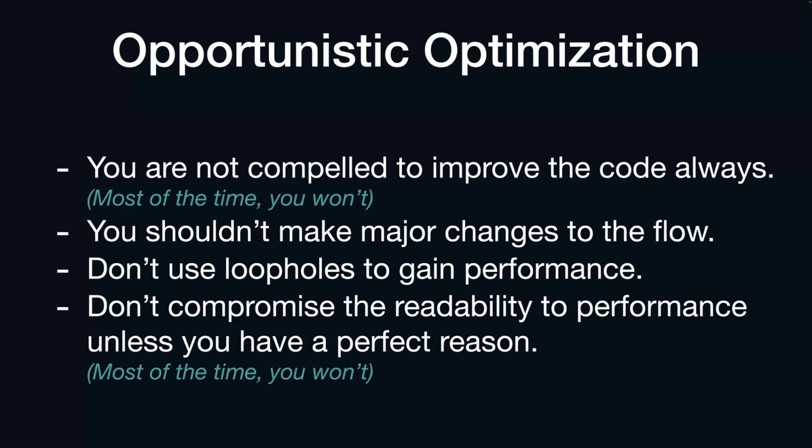So there are a few points that you need to keep in mind while applying this principle. First of all, again, you are not compelled to improve your code always, because most of the time, especially if you are applying opportunistic optimizations day-to-day regularly, you won't be able to improve your code base always. The second point is you should only do micro optimizations. The focus here is to do quick changes that would amount to significant performance improvements.